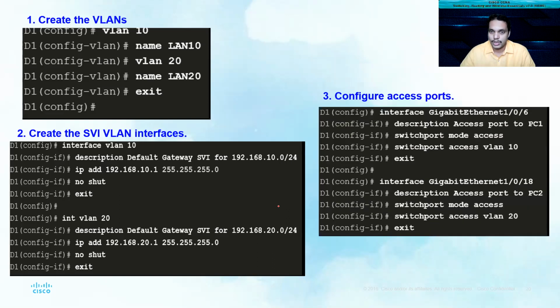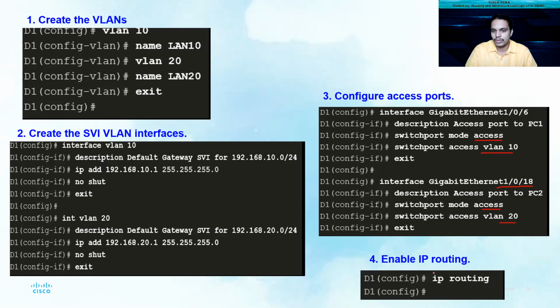Step 2 is done. Step 3, you configure the access ports. I told you there are 2 ports that are connected, right? So G1/0/6, you need to make it into access mode, with the same commands that we used in module 3: switchport mode access, switchport access vlan 10. These are the 2 commands that we use. Similarly, for the second interface, you have to assign it to accept traffic from VLAN 20. You can write a description: access port to PC2, switchport mode access, switchport access vlan 20. And finally, in order to enable IP routing, you just type in ip routing. That's all. This is for IPv4.